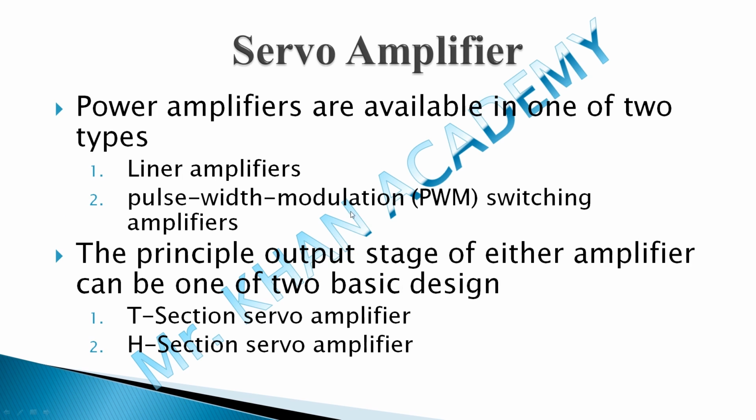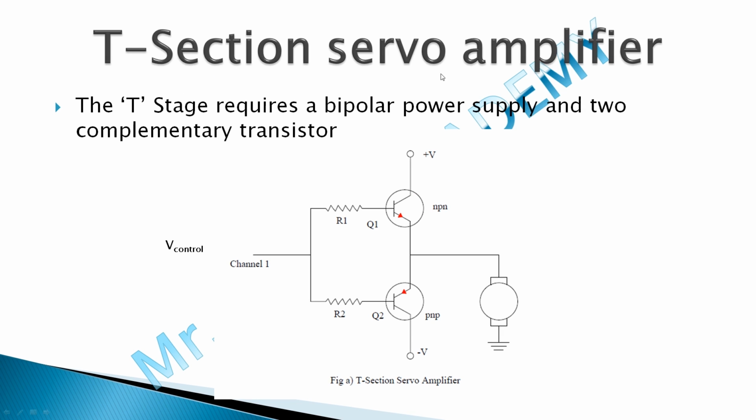Now there are two types of servo amplifier: linear amplifier and PWM, pulse width modulation, switching amplifier. The principal output stage of either amplifier can be one of two basic designs: T-section servo amplifier and S-section servo amplifier. Before learning in detail what exactly the linear amplifier and PWM switching amplifier are, first we'll check what the T-type servo amplifier and S-type servo amplifier are. Then first we are studying the T-section servo amplifier.